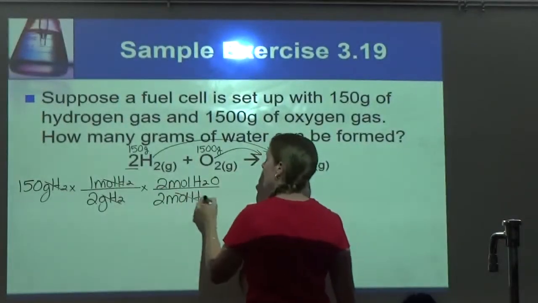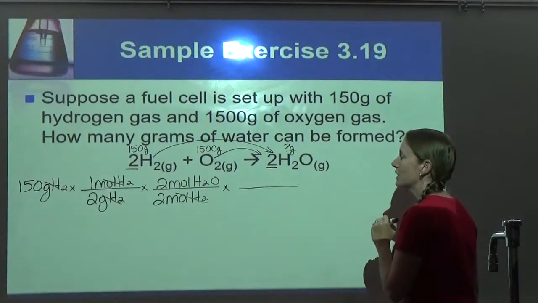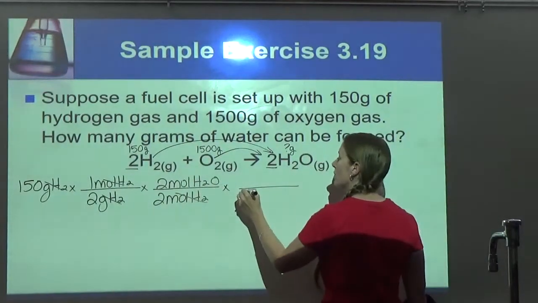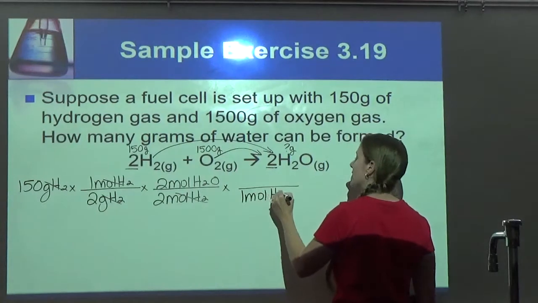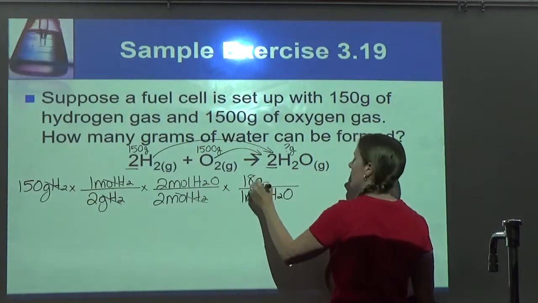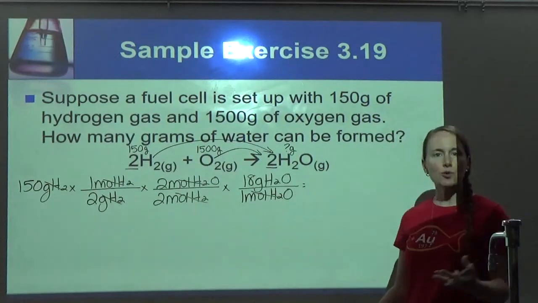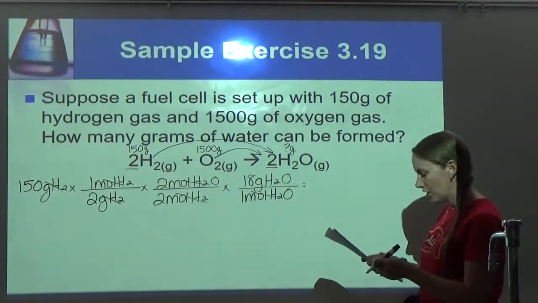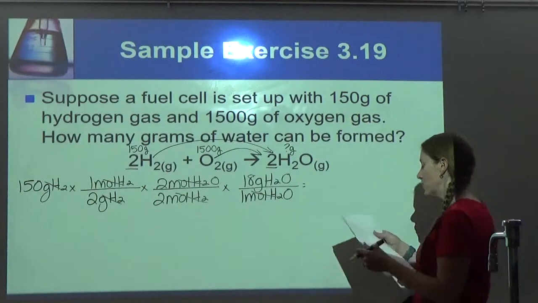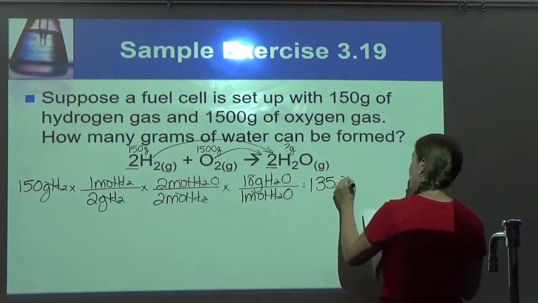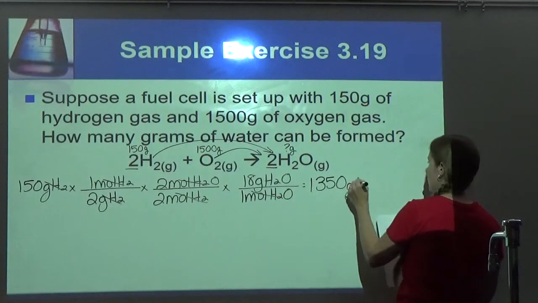All right, last step is convert to unit. It asks me for grams of water. So the molar mass of water is 18 grams in 1 mole. And see, y'all, you've got to get where you can do these stoichiometry problems pretty quickly. Okay, again, the test is timed. You don't want to spend forever trying to figure out these answers.